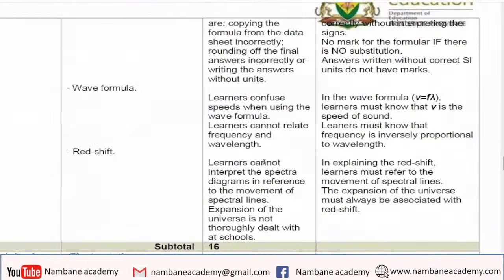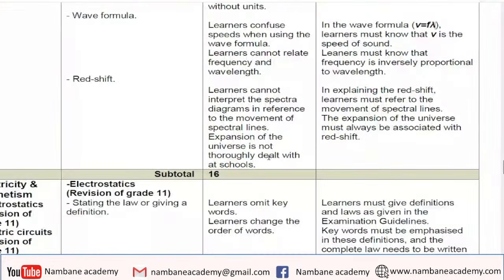I think that is what I wanted to highlight when it comes to Doppler's effect. We can then move on to electricity and magnetism. For electricity and magnetism, that is where we'll have electrostatics and electric circuits. Here, I know the two topics were dealt with in grade 11. We must go and revise these things. They will be there on the 19th. So please go and study your electrostatics and electric circuits.